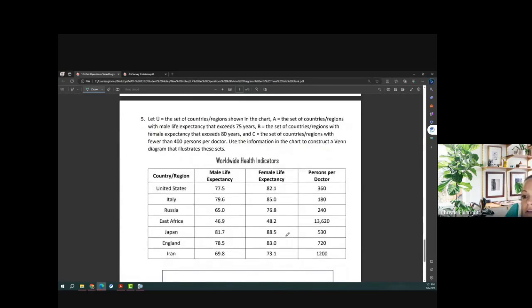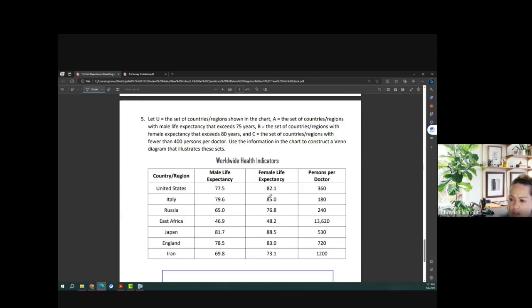All right, number 5. Let our universal set be the set of countries or regions shown in the chart. So we're looking at these specific countries right here. A is going to be the set of countries with the male life expectancy that exceeds 75 years. B is going to be the female life expectancy that exceeds 80 years. And C is the countries with fewer than 400 persons per doctor.